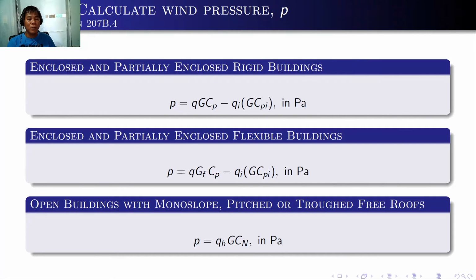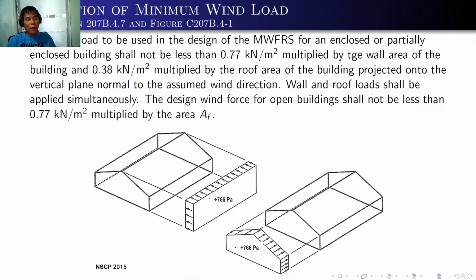For open buildings with monoslope or trough free roof, P is QH times G times CN. This is expected because for open buildings, the GCPI is equal to 0, as we mentioned earlier. So the remaining term will be the first one. So actually, as I have said earlier, the first equation is the general equation for all of the wind loads computation. Okay?